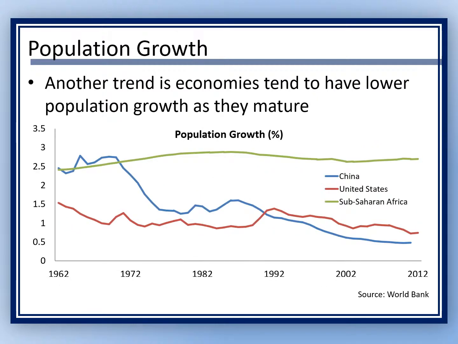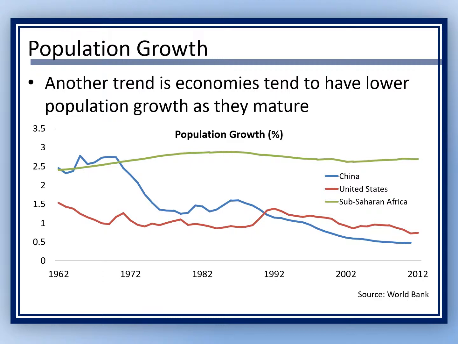Another trend is economies tend to have lower population growth as they mature. This is very obvious for China, which initially was due to the one-child policy, but in recent years, China's birth rate has been lower than the United States, and you can see that population growth is actually slower in China than the United States for quite some while. On the other hand, you have Sub-Saharan Africa, which maintains a really high population growth rate basically throughout history.